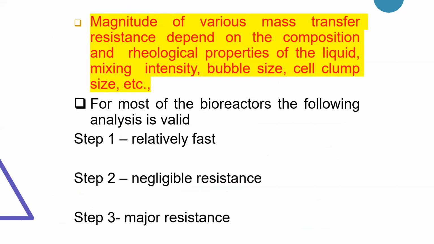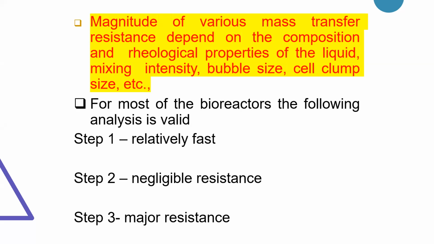If I have used a cell which increases the viscosity, for example, fungal cells have a mycelial nature, they form hyphae. So the viscosity when you have used a fungal cell is much higher as compared to when you have used a bacteria. Bacteria have lesser viscosity. So one factor is the composition of the broth, second is rheological properties, third is mixing intensity, how well your stirrer or impeller is mixing the broth, and then bubble size and cell clump. I will discuss all the factors in detail in the next slides.